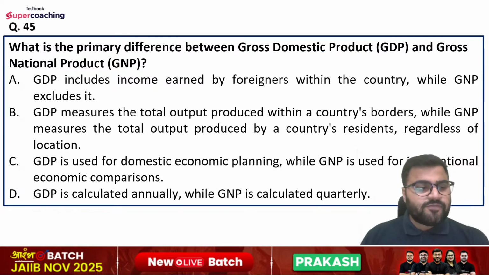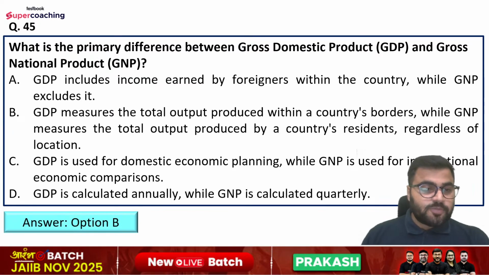Question number 45, what is the primary difference between GDP and GNP? GDP includes income earned by foreigners within the country, while GNP excludes it. GDP measures the total output produced within a country's border, while GNP measures the total output produced by a country's residents regardless of location. GDP is used for domestic economic planning, while GNP is used for international economic comparisons. GDP is calculated annually, while GNP is calculated quarterly. So right answer is option number B.